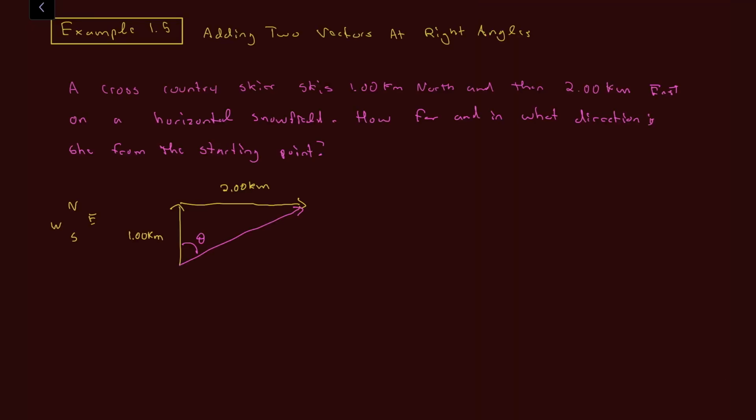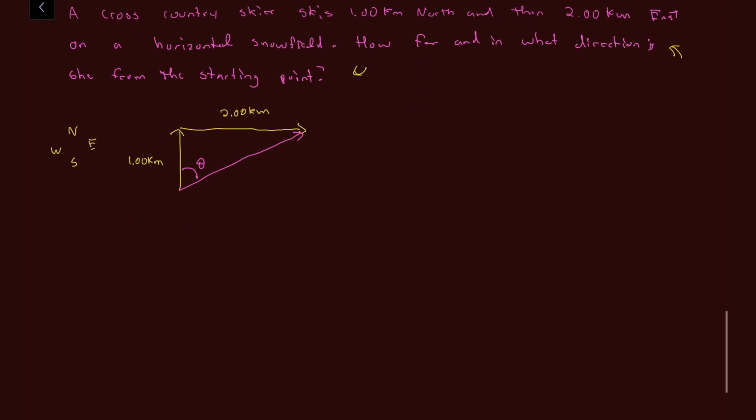Okay, so we're going to cover example 1.5, having two vectors at right angles. This states that a cross-country skier skis 1.0 kilometers north and then 2.0 kilometers east on a horizontal snowfield. How far and in what direction is she from the starting point? Cool, so I went ahead and drew a little diagram here. So you can see we have our compass bearings, north, east, south, west, and this is the first path she took, 1 kilometer north, followed by 2 kilometers east. Now we want to know how far and in what direction. So we want to know the magnitude of this vector here and in what direction it's pointing, which I sort of defined by the theta.